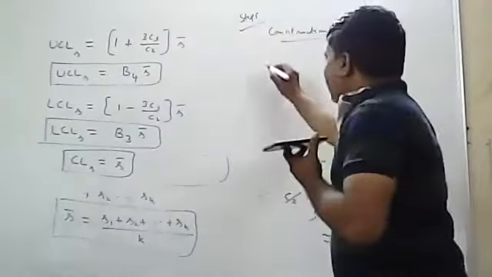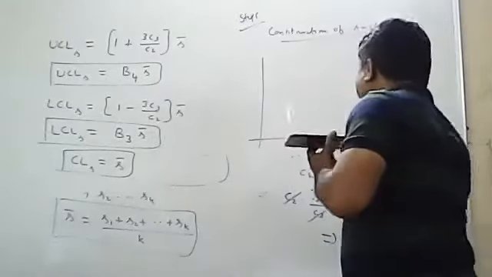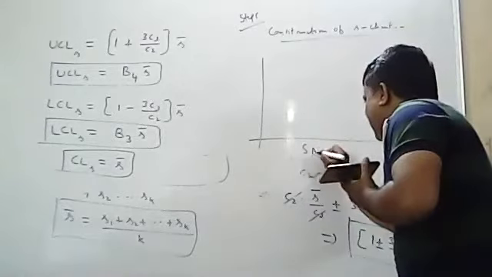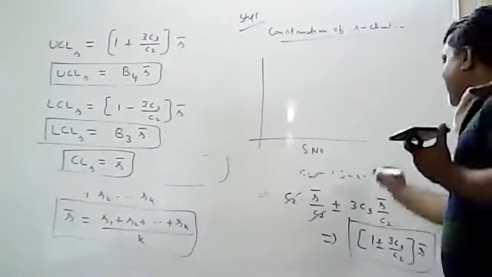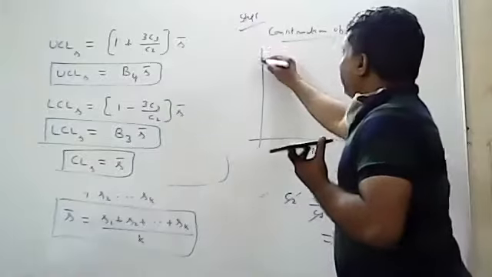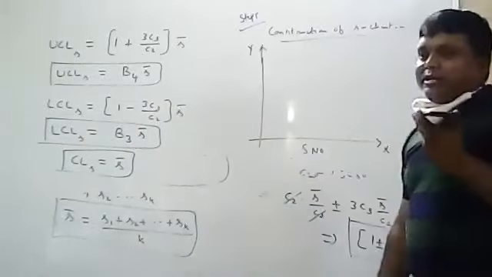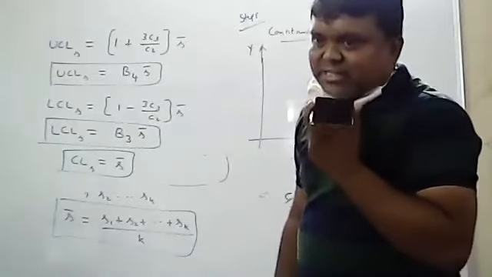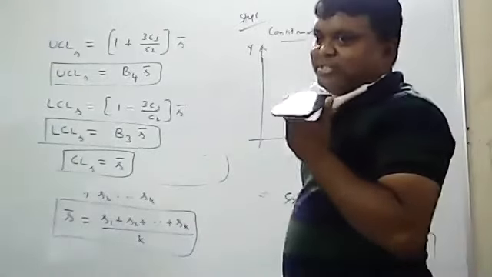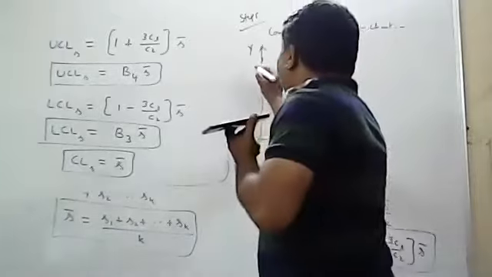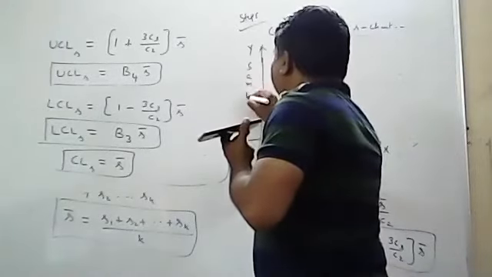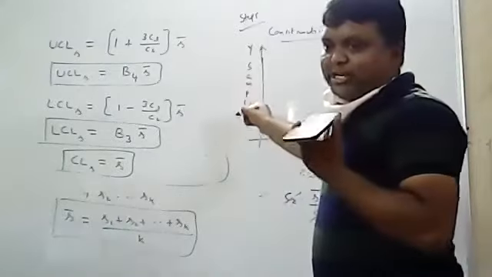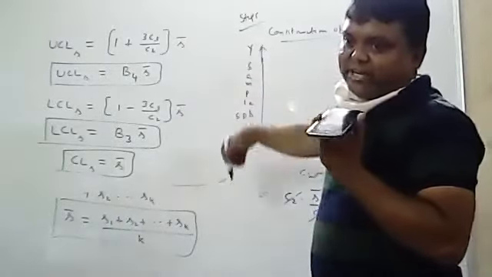So all of you know the control chart. X axis will be there, Y axis will be there. X axis is always sample numbers. Now which chart are you constructing? The S chart, the sample standard deviation chart. So Y axis is nothing but sample standard deviation. That means S1, S2, up to SK values you will consider on the Y axis.